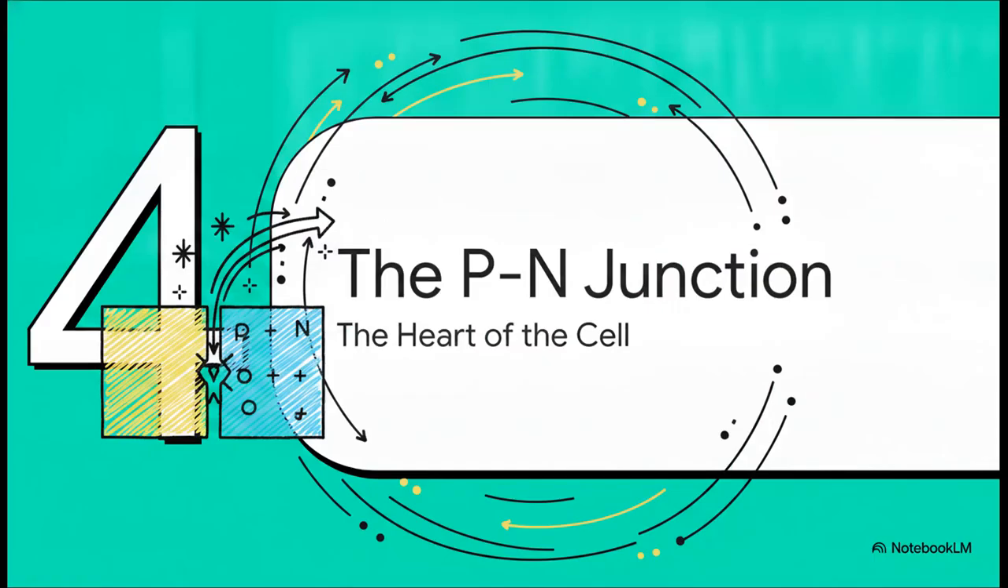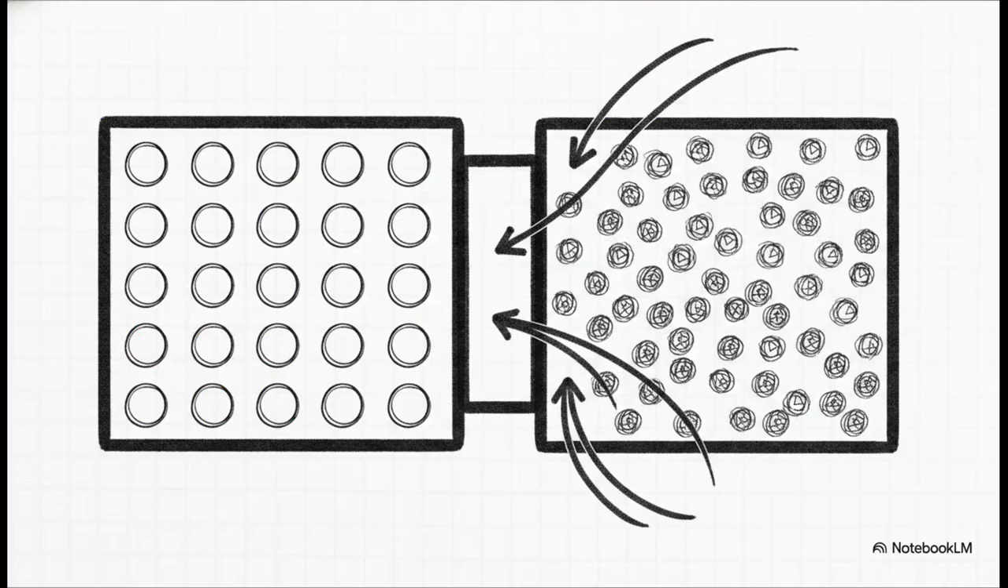And that leads us right into Section 4, the p-n junction. The real magic happens as soon as these two altered materials physically touch. It triggers this chaotic, microscopic event. Like floodwaters breaking through a dam, the free electrons from the N side rush across the border to fill the empty holes on the P side.